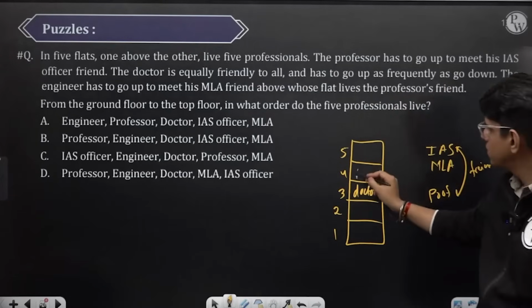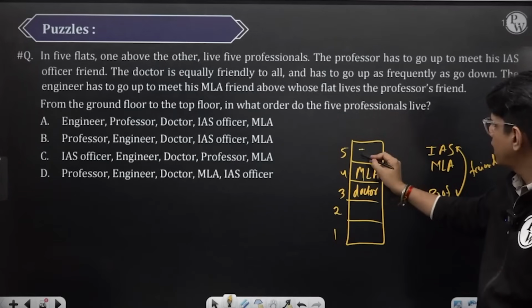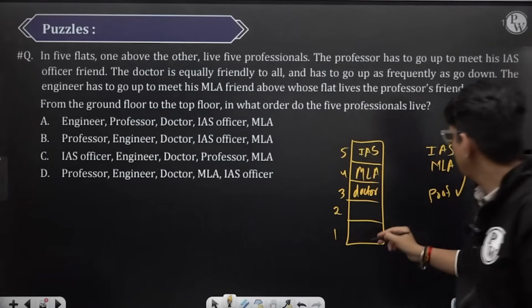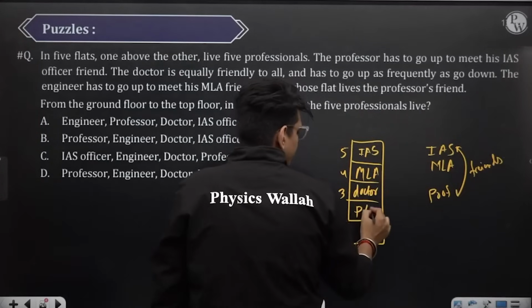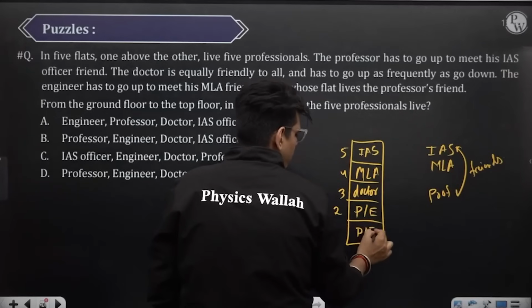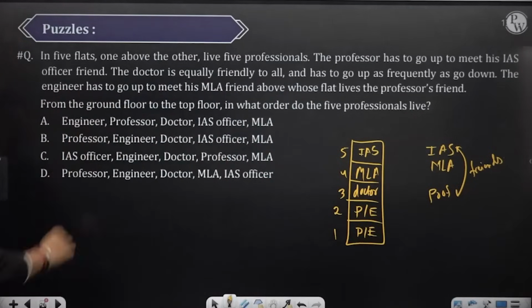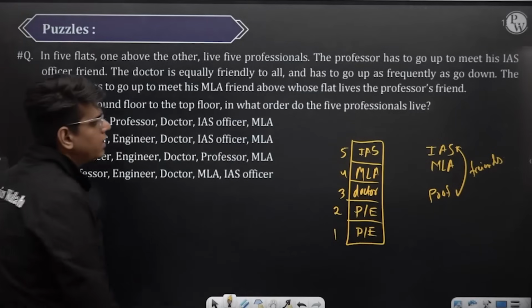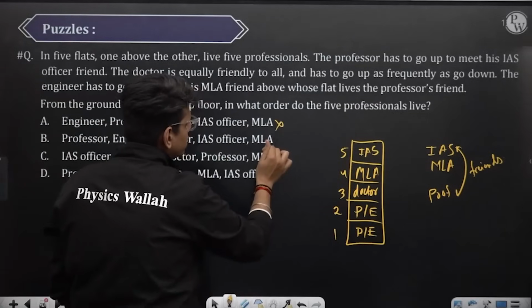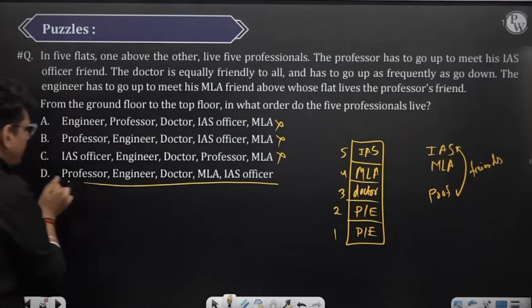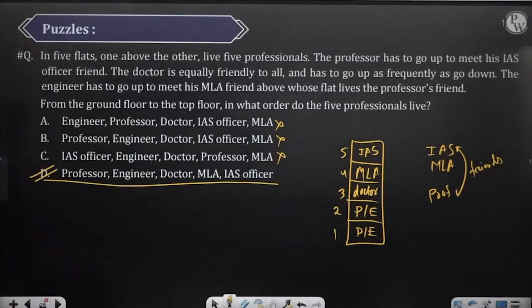So this is the possibility: MLA, IAS, and we don't know about the professor and the engineer. Final position we don't know, but we know this is the order, right? So from ground to top, the order is given. At the top, who is there? IAS. So this is gone, this is gone, this is gone. This is the possibility. So we will choose this option. Option D will choose, right? Okay. Chalo, let's move to the next thing.